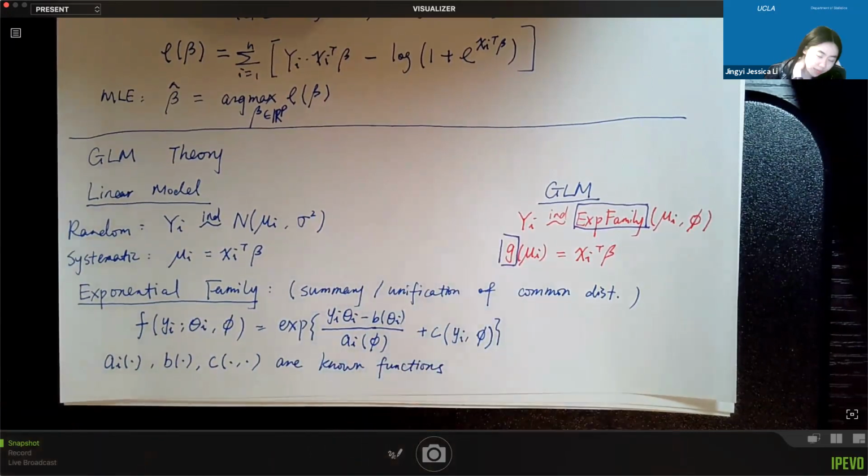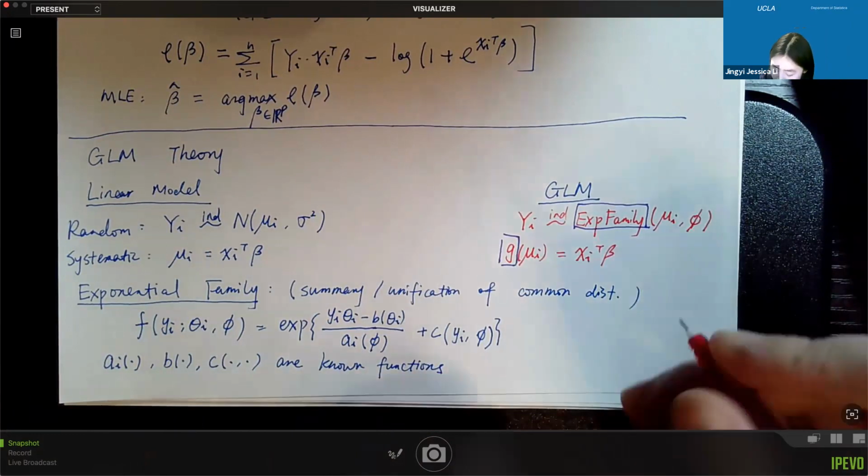So what we mean is that as long as you can write a probability density function into this form, we can say that distribution is in the exponential family. So that's why it's a mathematical summary of a family of distributions. And then how do we interpret those 2 parameters?